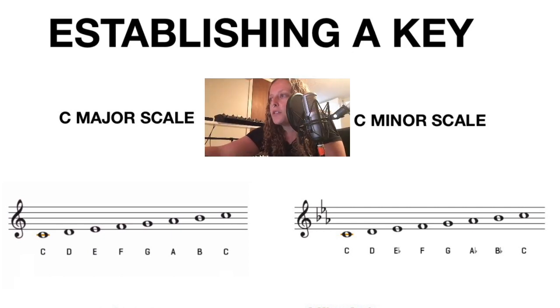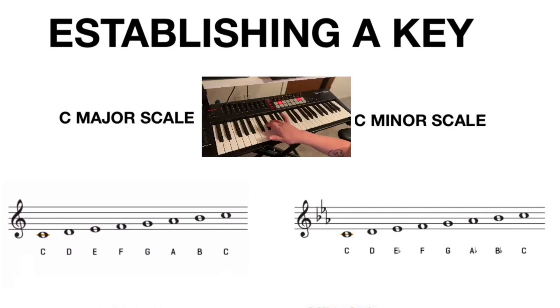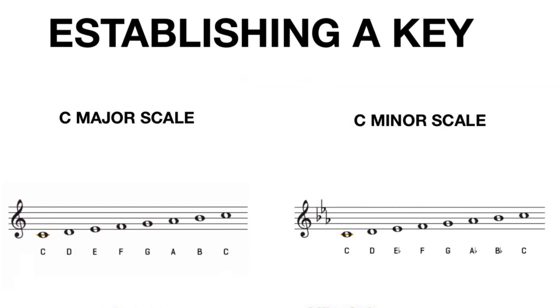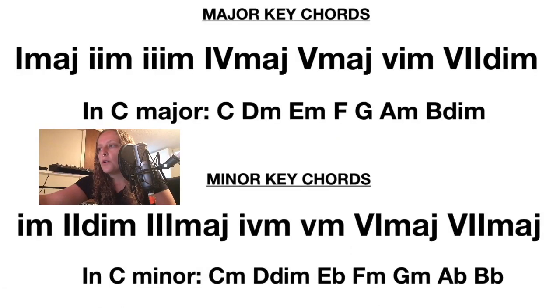If the song is in C minor, it's going to sound a little bit more sad like this. So once we've established what key we're going to use, we can choose the chords that belong in that key.